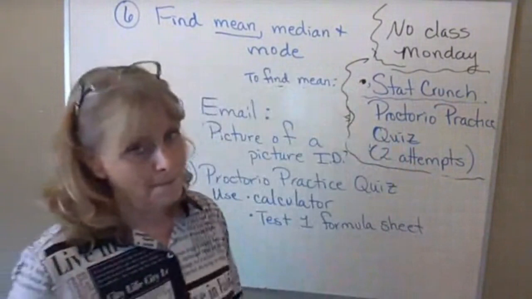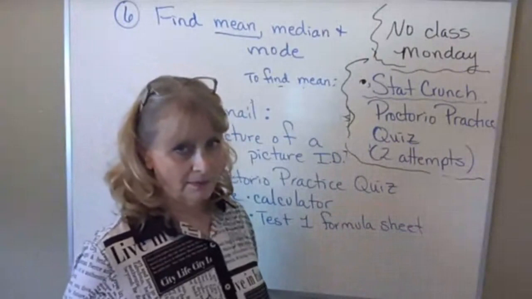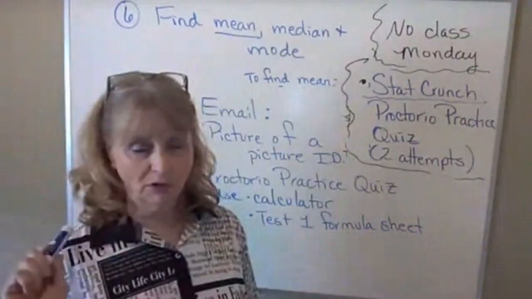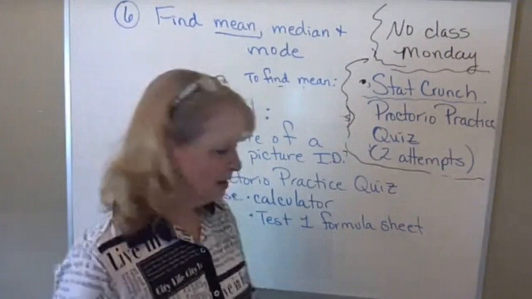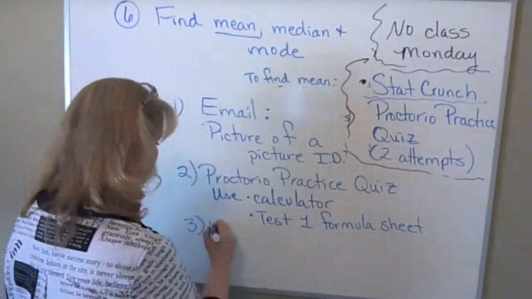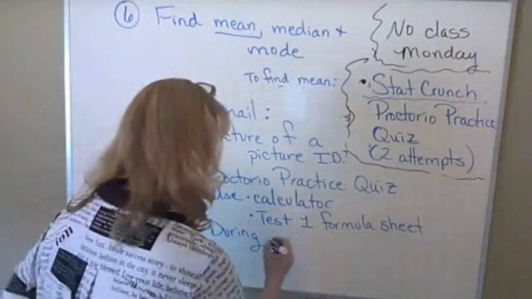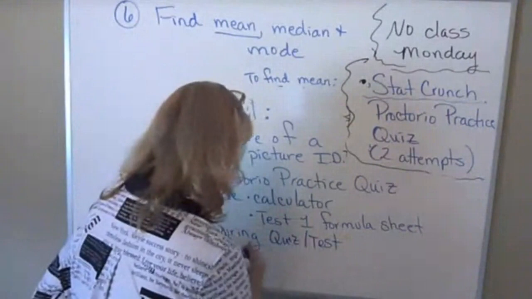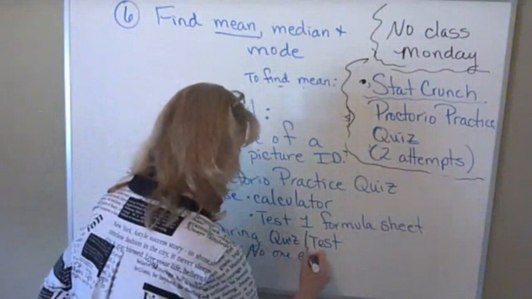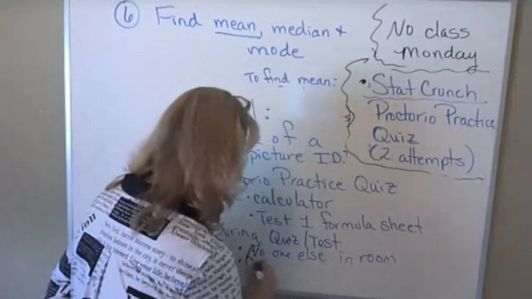Proctorio may ask you to show the surrounding area. When you're taking a quiz or a test with Proctorio, you need to make sure nobody else is in the room with you, and the microphone should be turned on. During the quiz, remember the quiz is a trial run, so no one else in the room. You can't leave and come back, so you have to do this in one session.